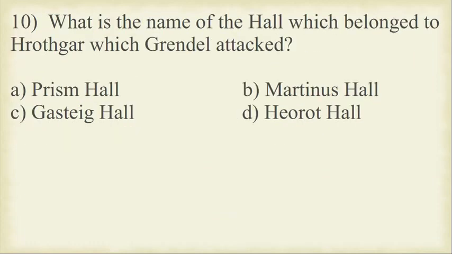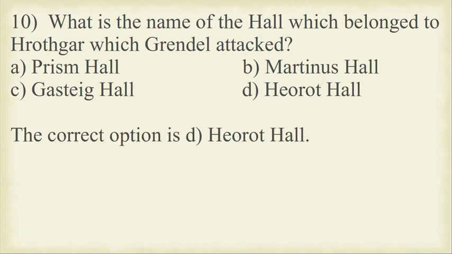Question number 10. What is the name of the hall which belonged to Hrothgar which Grendel attacked? Option A, Prism Hall, option B, Martinus Hall, option C, Gasteig Hall, option D, Heorot Hall. The correct option is D, Heorot Hall.